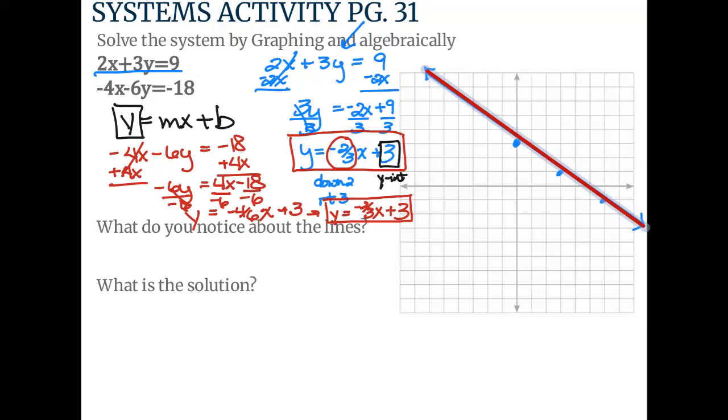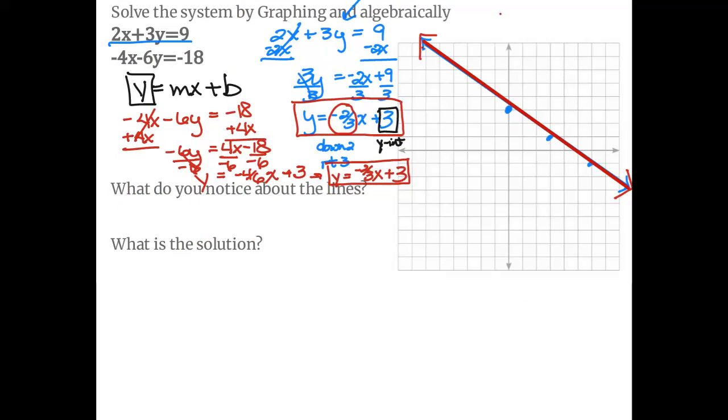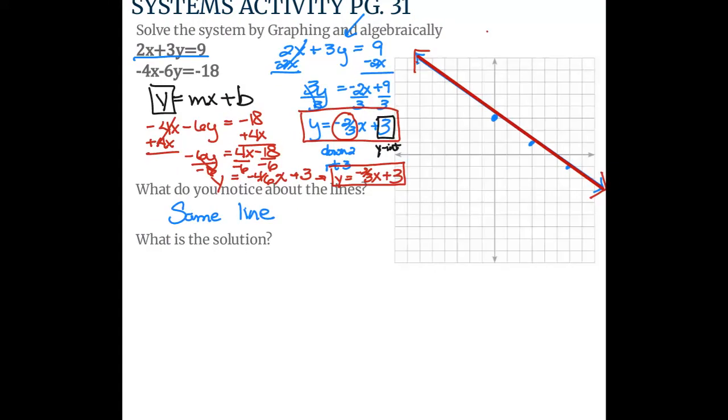Okay, now this is what we are observing just while we are graphing. So really it's one line on top of itself. They are the same line, is what you said. They are the same line. So if they are the same line, what is your solution? Remember, the solution is where they are intersecting. Well, that's your y-intercept. That's not your solution. It is a solution.